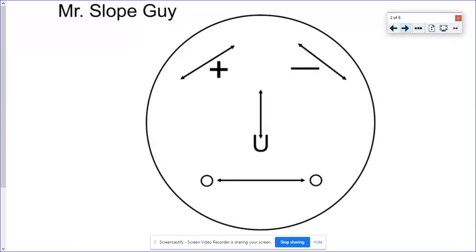So here's Mr. Slope Guy again. If you don't know what Mr. Slope Guy looks like, pause the video and jot it down in your notes, because that is really going to be helpful when you're trying to recognize kinds of slope.